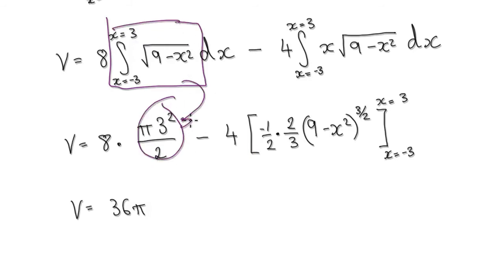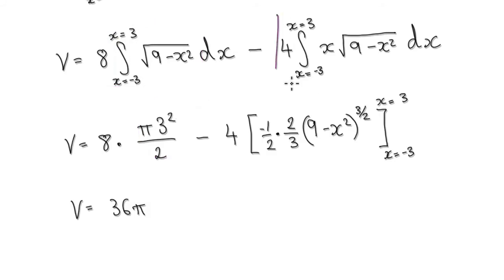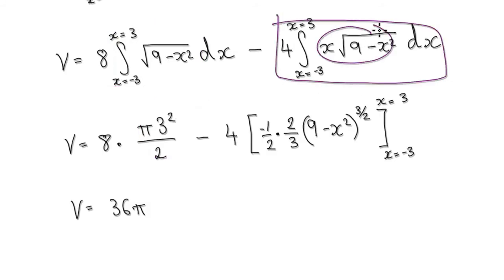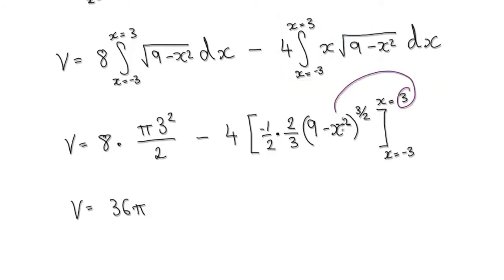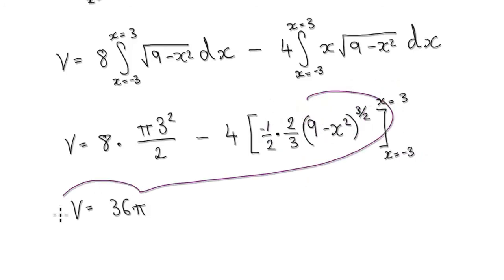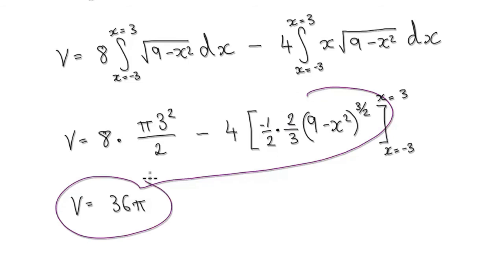Okay, and when you integrate this, and I'm expecting you to be able to integrate this, it will then give you this thing here. And when you put 3 into here, 9 take away 3 squared, it would be 0. The whole thing would be 0. When you put negative 3 into here, even though it's a negative, the whole thing will still be 0. Well, anyway, overall the answer would be this. So the volume is 36 pi.